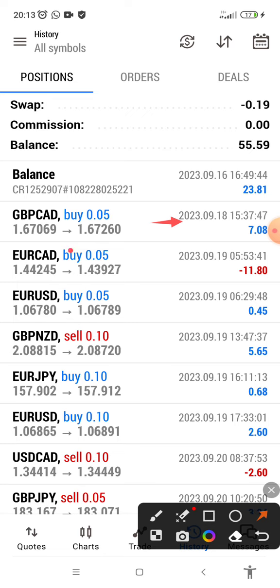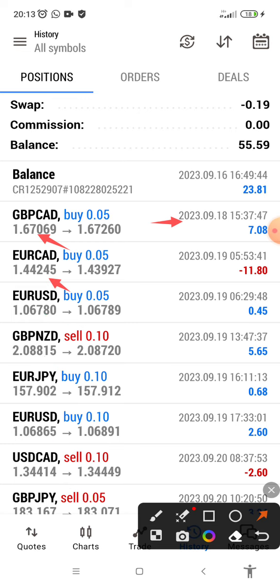My entry price is the first price here. So those of you who enter trades and you are looking for your entry price and you don't know it, this is your entry price. The first price that you see here is always your entry price. That is the point at which you entered the market. So if you look at GBP card, the entry price was 1.67069. So if you are looking for your entry price to calculate your take profit or stop loss, you always look at the first price.